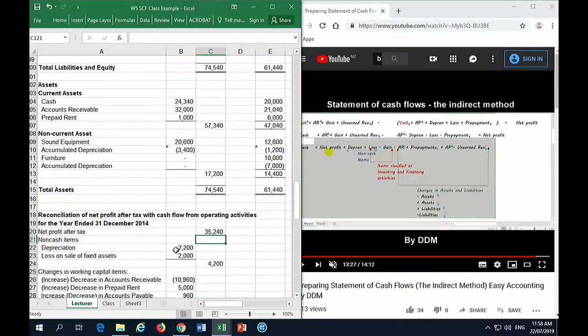The first one is depreciation. Where do we find this item? Income statement, which is an expense. Loss on sale, where do you find it? Income statement, it's an expense, right? It's here.